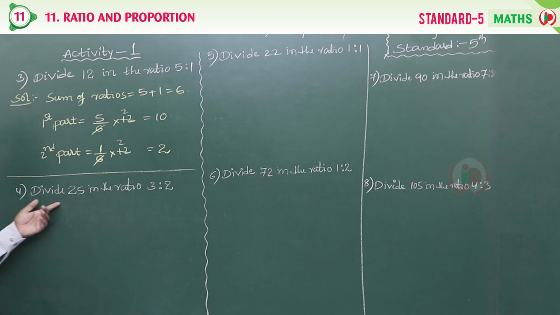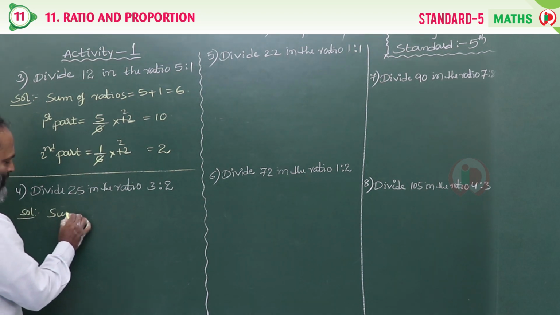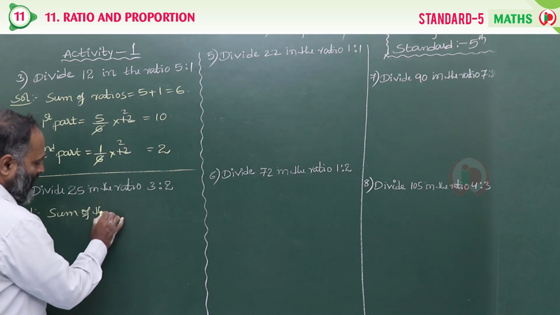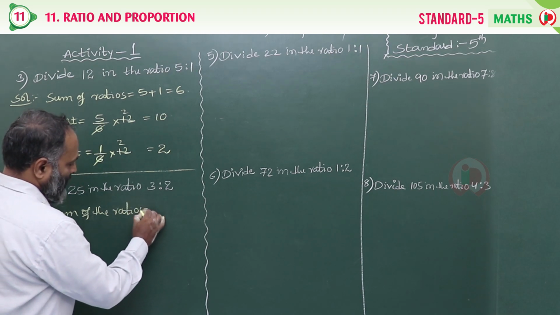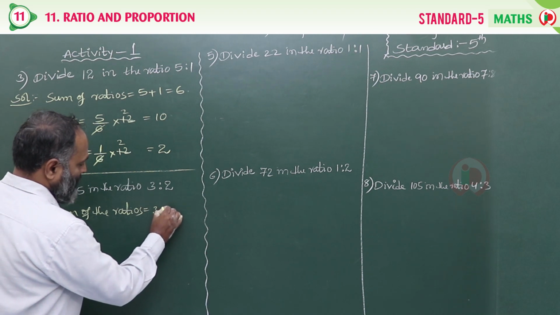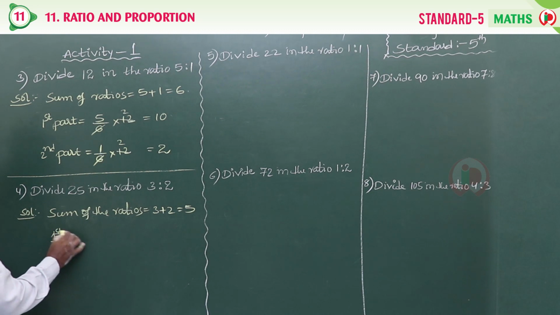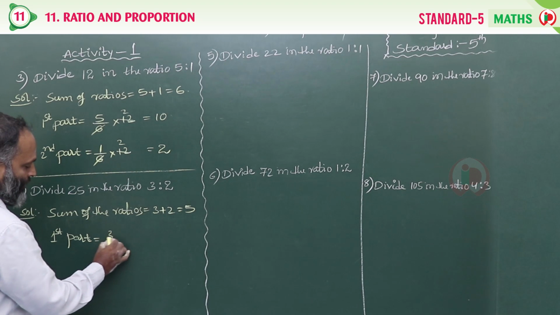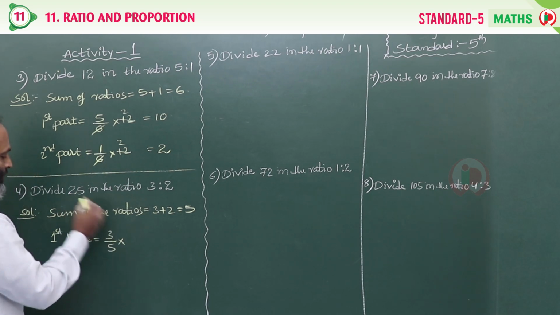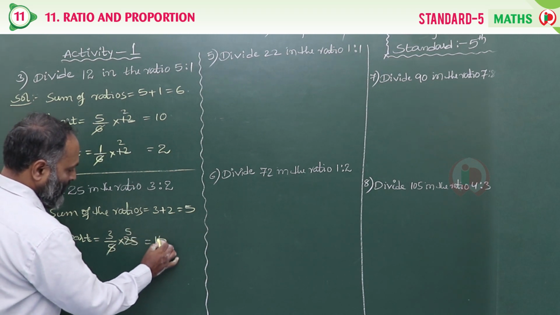So now here, divide 25 in the ratio 3:2. The same one. First we should find the sum of the ratios, 3:2, that is 3 plus 2, that is 5. Now, how to find the first part? First part means the first ratio by the total ratio into 25. 5 ones are 5, 5 fives are 25, so 3 fives are 15.